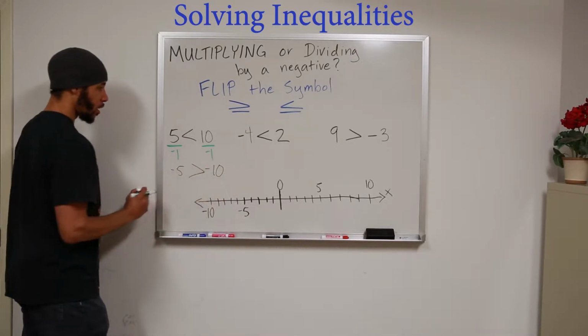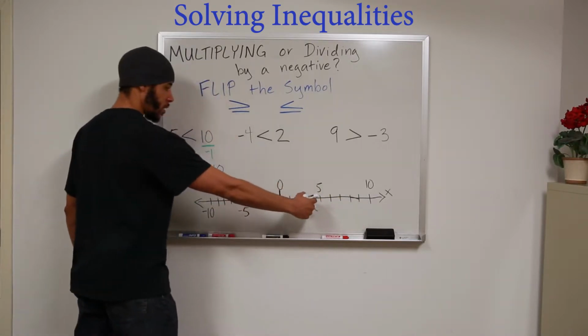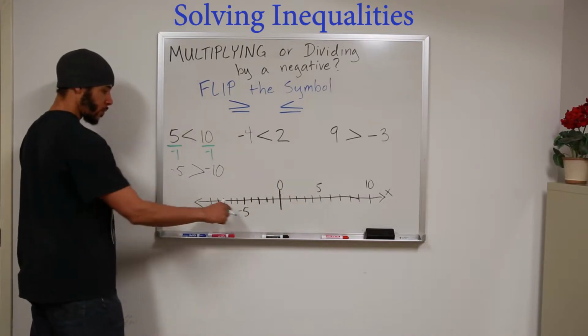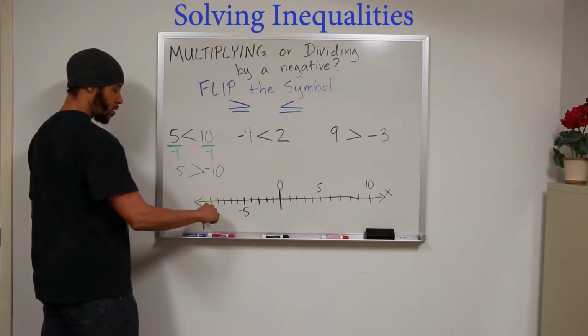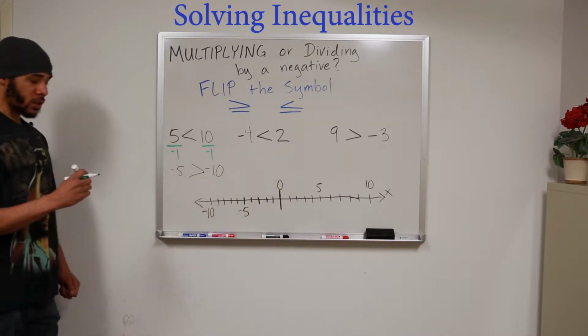Now -5 is greater. 5 is less than 10. It's farther to the left on the number line. However, -5 is greater than -10, as we can see. We've just changed the direction of our whole inequality here.